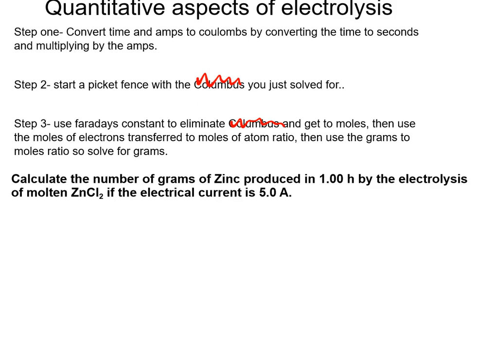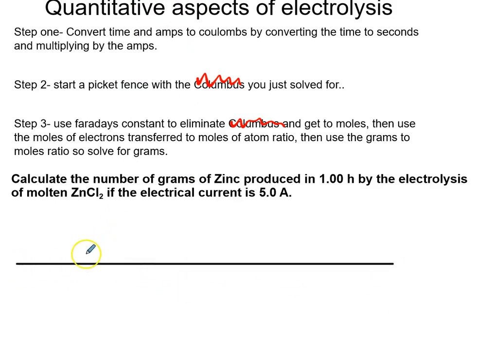And then this is where I messed up. It says use Faraday's constant to eliminate coulombs and get to moles. Then use the moles of electrons transferred to moles of atoms ratio. Then use the grams to mole ratio to solve for grams. All right, so I had Faraday's in here. It's hard to explain what I did wrong, but just go with me here.